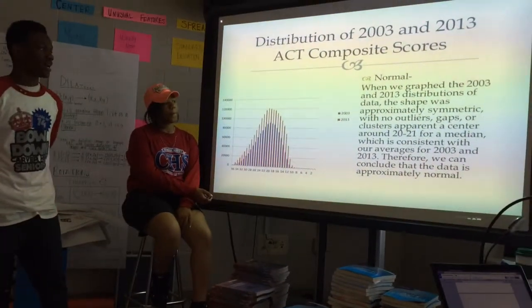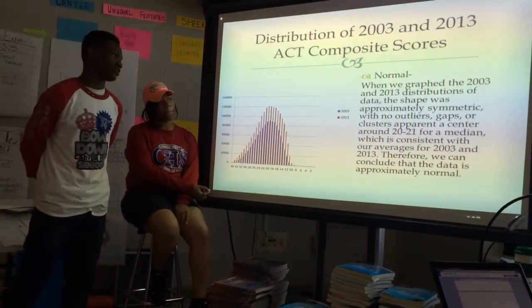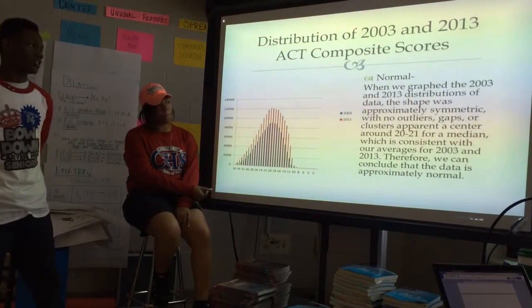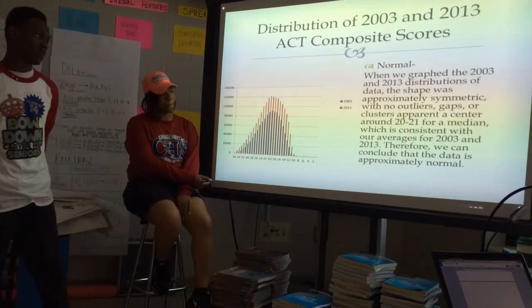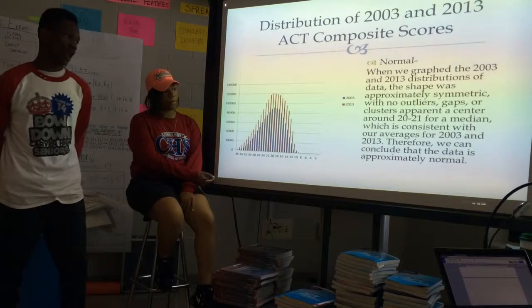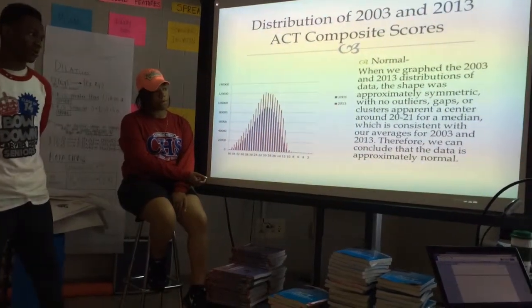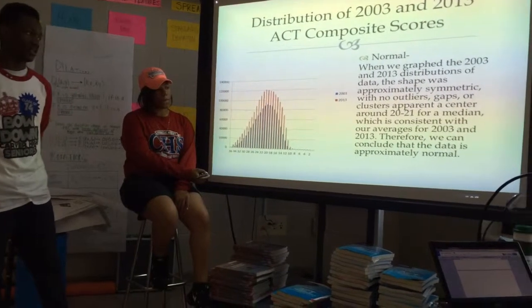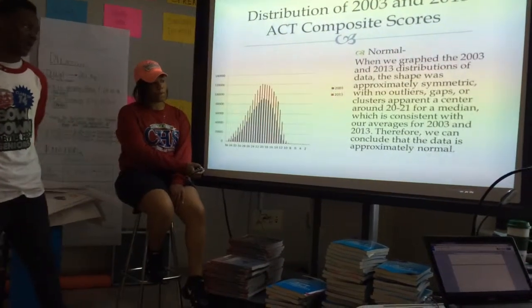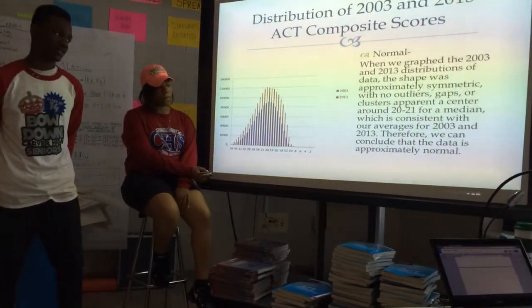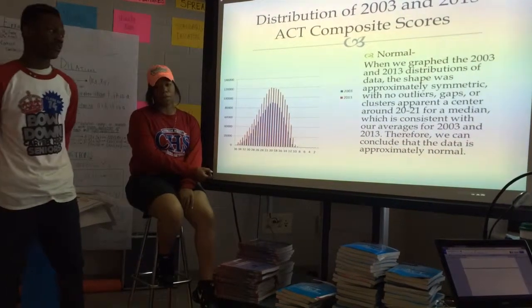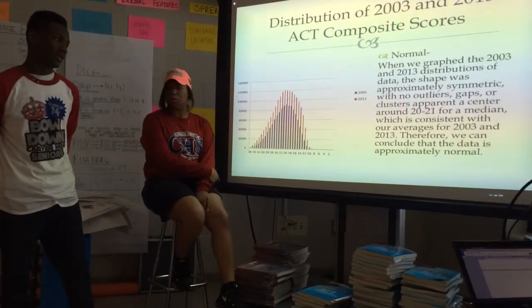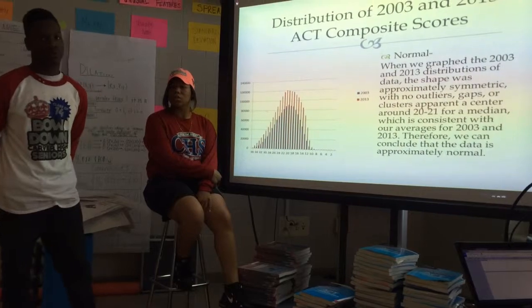When we graphed the 2003 and 2013 distributions of data, the shape was approximately symmetric with no outliers, gaps, or clusters, and apparent center around 20 through 21 for the median, which is consistent with our average for 2003 and 2013. Therefore, we can conclude that the data is approximately normal.